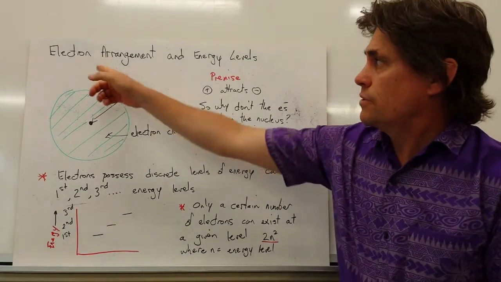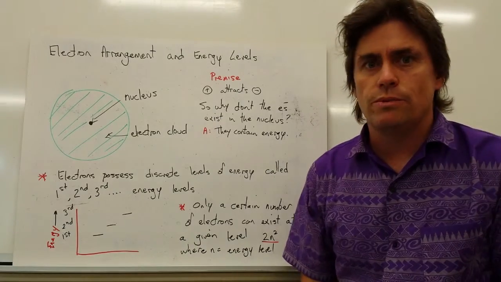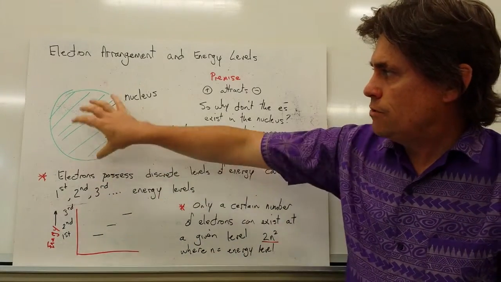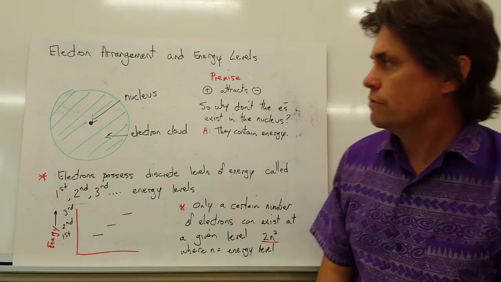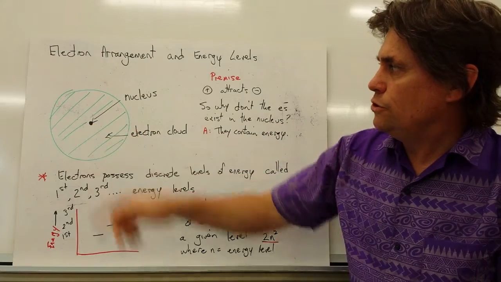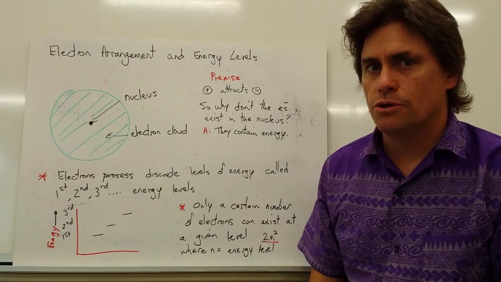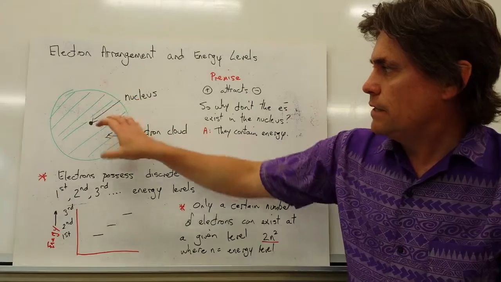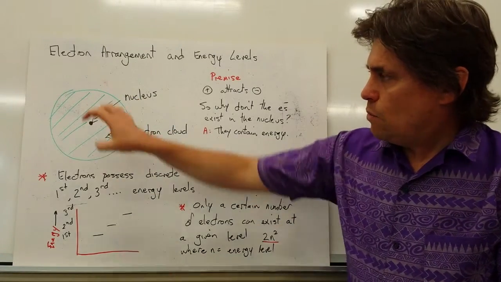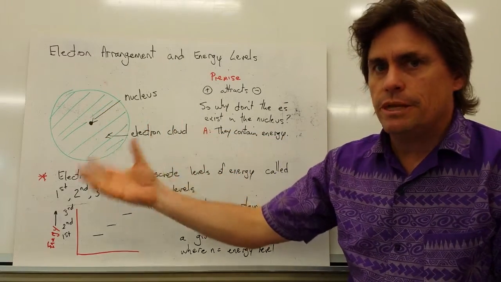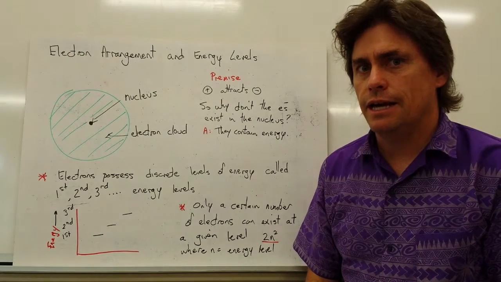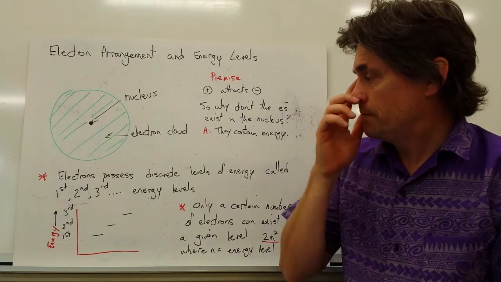Let's have a look at electron arrangement and energy levels within atoms. As we've looked at before, we've got a general model that we can use for the structure of an atom. Within the centre of that atom is what we call the nucleus, and the nucleus contains the protons and neutrons. We also have an electron cloud surrounding that nucleus. Whilst those are important parts and they determine our elements, it's actually the electron cloud that gives us our properties for each element.